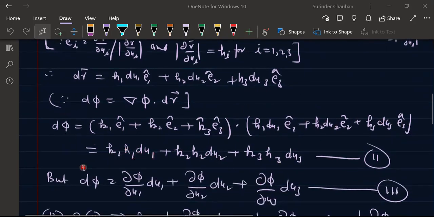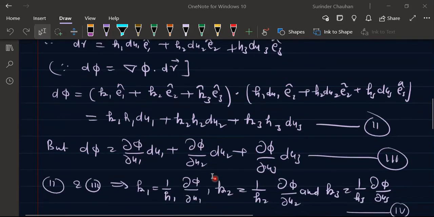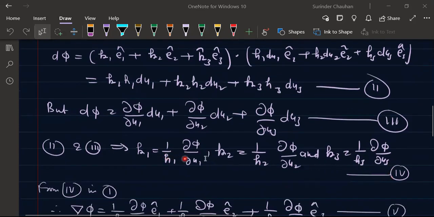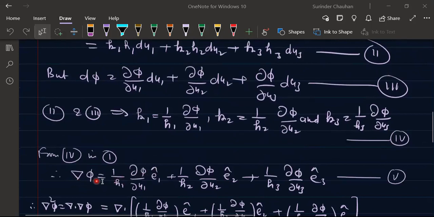Now the total derivative of phi is equal to partial phi by partial u1 du1 plus partial phi by partial u2 du2 plus partial phi by partial u3 du3. The left hand sides of the second and third equations are the same, therefore the right hand sides must be equal. After equating the components, we get k1 is equal to 1 upon h1 partial phi by partial u1, k2 is equal to 1 upon h2 partial phi by partial u2, and k3 is equal to 1 upon h3 partial phi by partial u3. Substituting the values of k1, k2, k3 in the first equation, we get the gradient of phi equal to 1 upon h1 partial phi by partial u1 e1 vector plus 1 upon h2 partial phi by partial u2 e2 vector plus 1 upon h3 partial phi by partial u3 e3 vector.